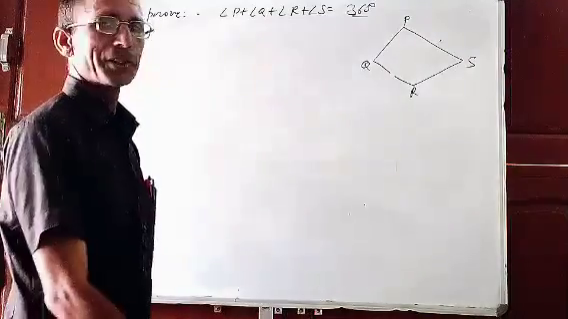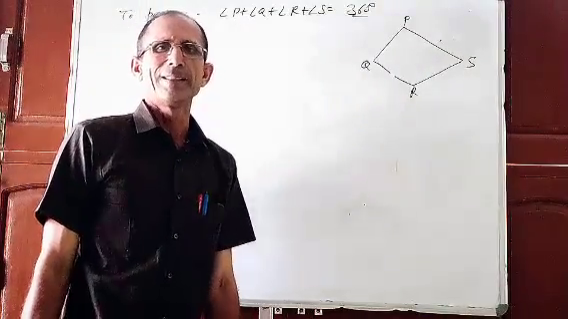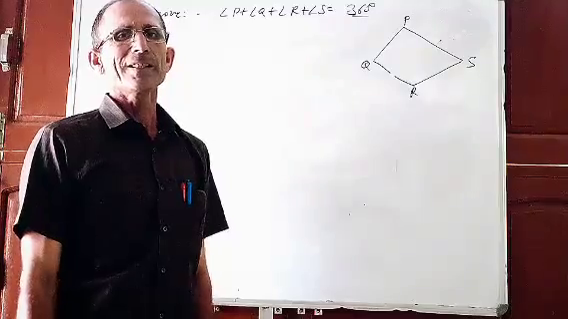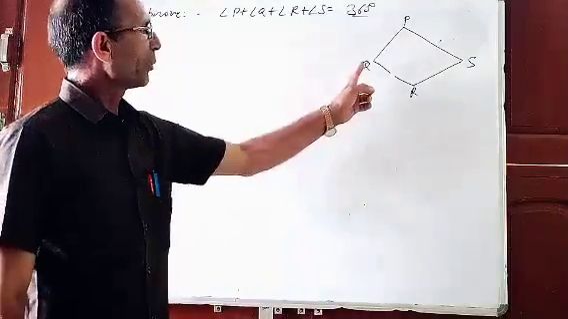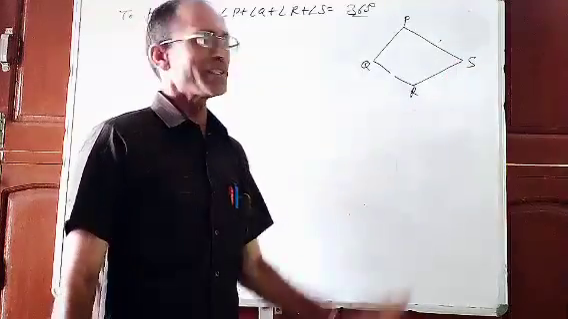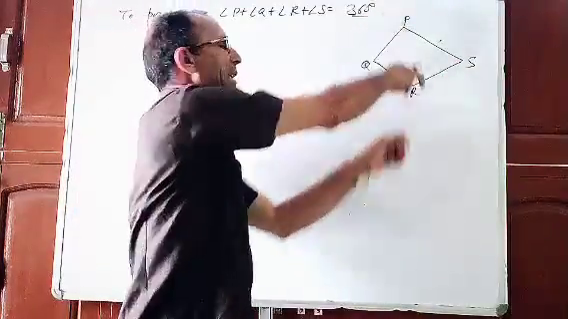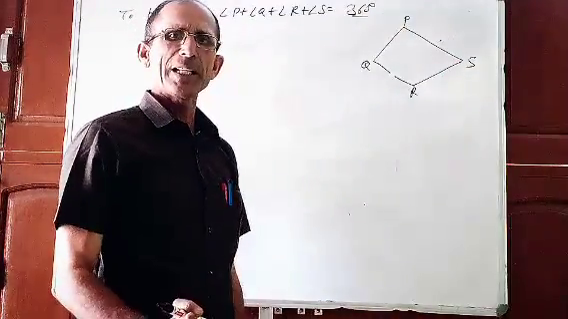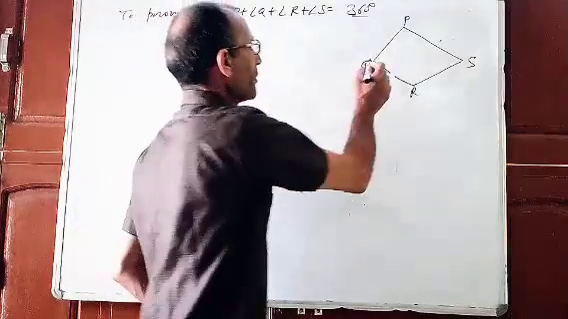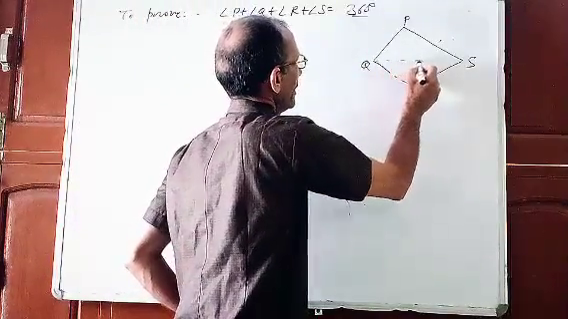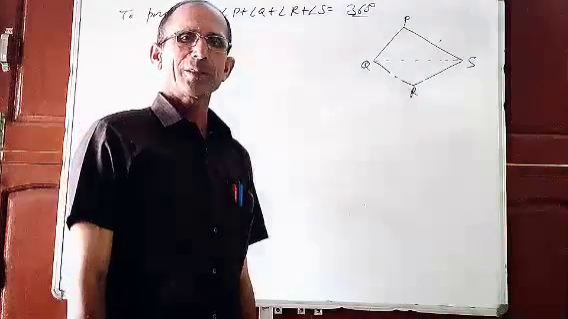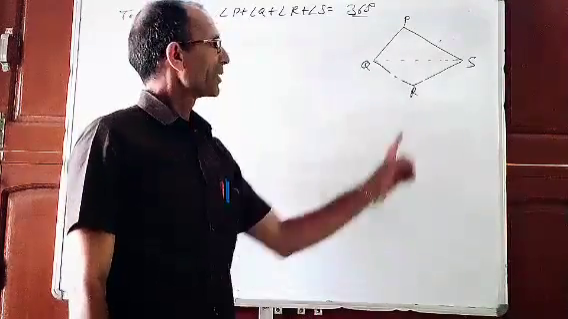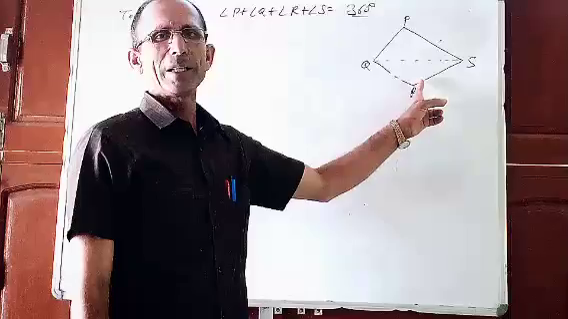Join one diagonal. You know about diagonal. What is diagonal? Diagonal is the line between two opposite points, opposite vertices. So Q and S are opposite vertices. You can join them, or you can join P and R. You can join any, no problem. So now I am joining Q to S. When we are constructing, it should be dotted. So in dotted I have joined them.